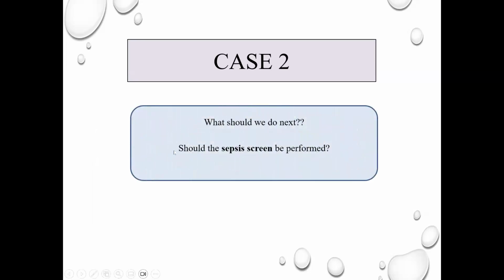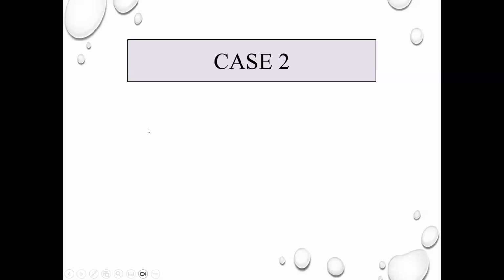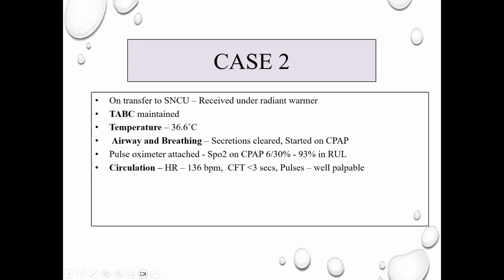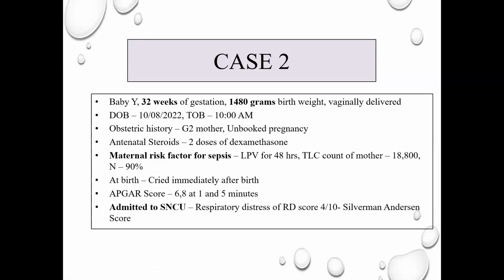So now, remember, what should we do next? Should the sepsis screen be performed here or not? So what was the scenario? I will take you to the first slide again. So this was the basic scenario, and the condition was that on 6 by 30%, saturation was 93%, and he was hemodynamically stable. So in this slide, what would the team do now? Can you type in the chat box again the same question, whether the screen should be sent?